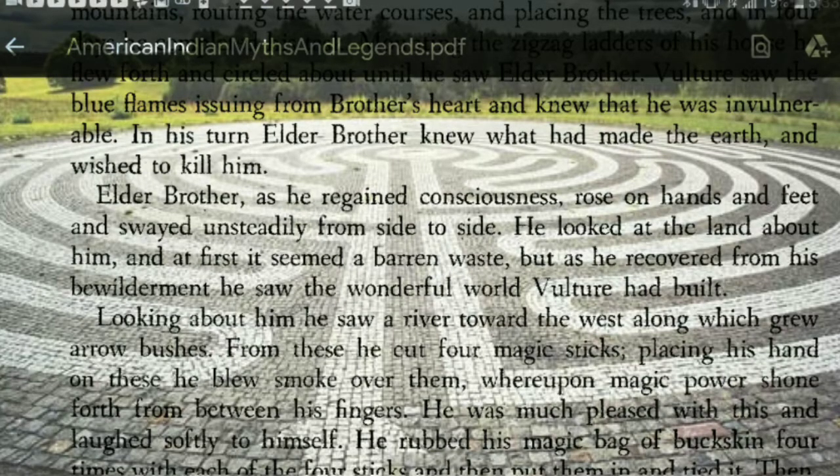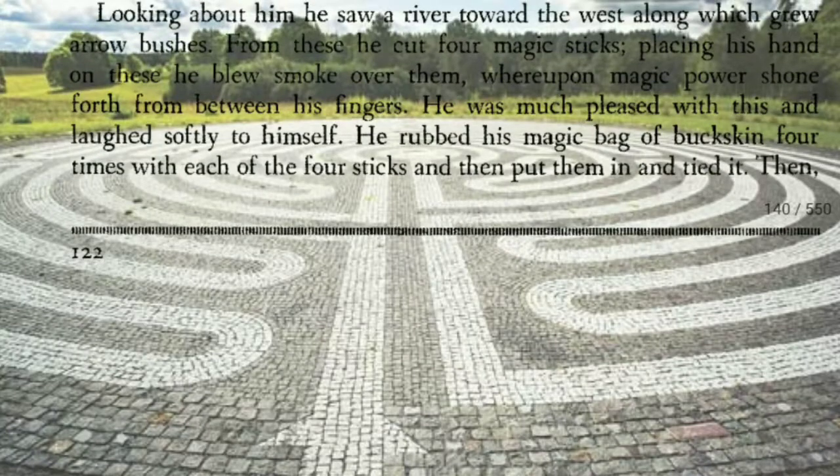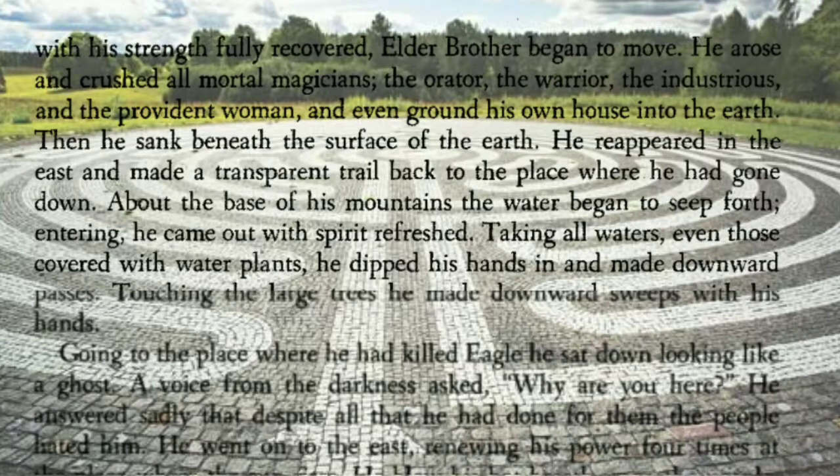Looking about him, he saw a river toward the west, along which grew arrow bushes. From these, he cut four magic sticks. Placing his hand on these, he blew smoke over them, whereupon magic power shone forth from between his fingers. He was much pleased with this, and laughed softly to himself. He rubbed his magic bag of buckskin 4 times with each of the 4 sticks, and then put them in and tied it. Then, with his strength fully recovered, Elder Brother began to move.